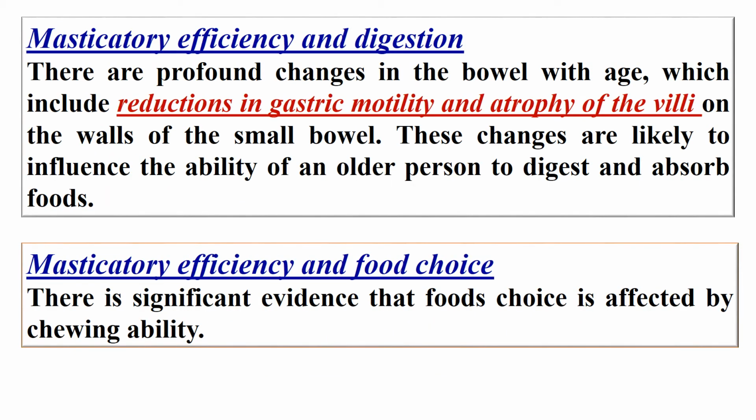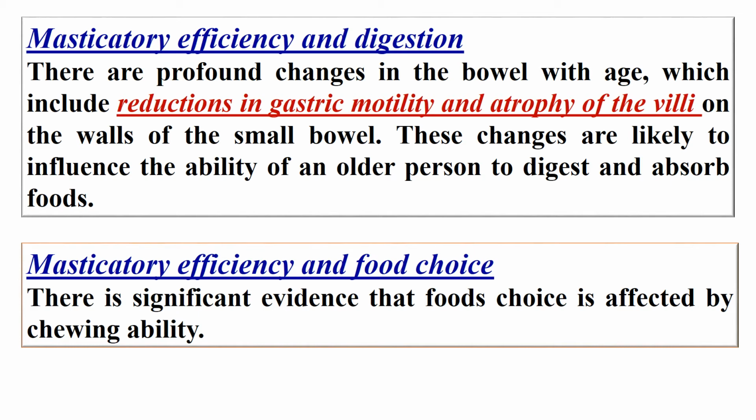Which includes reductions in gastric motility and atrophy of the villi on the walls of the small bowel. These changes are likely to influence the ability of an older person to digest and absorb foods. Masticatory efficiency and food choice.